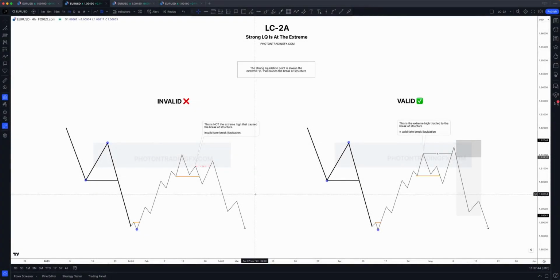Alrighty, so this is another common mistake that can seem quite a simple one, but I'm seeing it a fair few times now. So essentially, when we are looking at these fake break liquidations, it's the same rule we have always used, but we're always looking at the extreme high that leads to the break of structure for the liquidation. Okay, so let's go over the invalid example first.